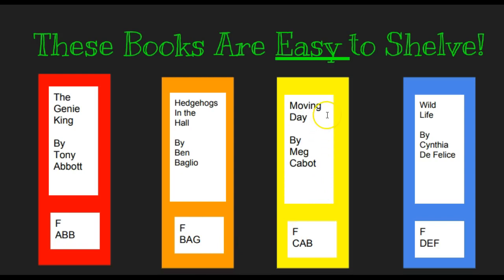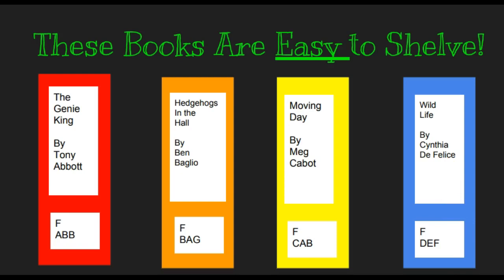The third book is Moving Day by Meg Cabot. F for fiction, CAB for Cabot. And finally, Wildlife by Cynthia DeFelice. F for fiction, DEF for DeFelice. Now, these books are in order.